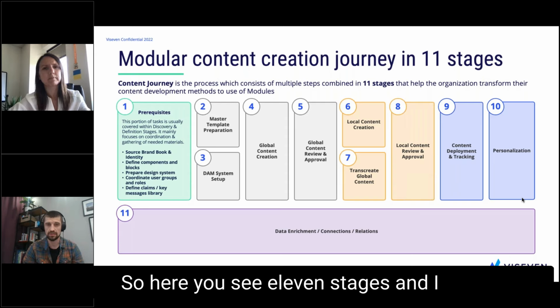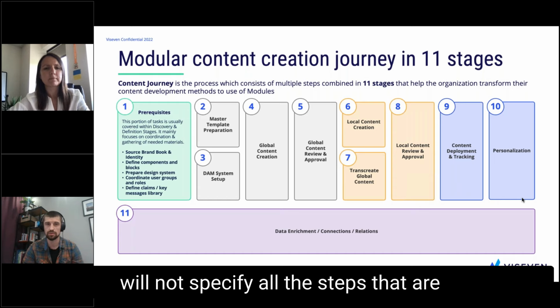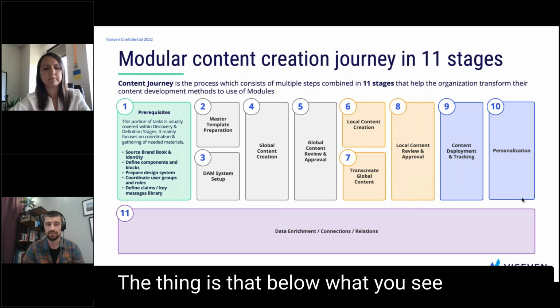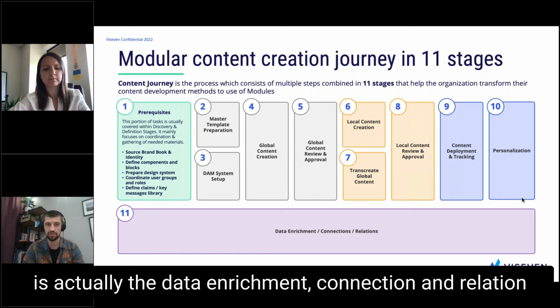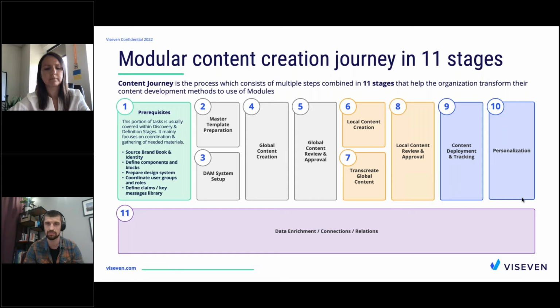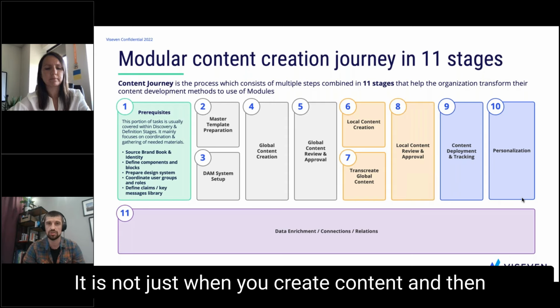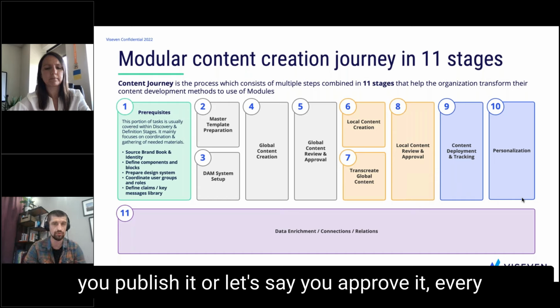So here you see 11 stages, and I will not specify all the steps that are detailed in every stage under every number. But the thing is that below what you see is actually the data enrichment, connection, and relation stage. As you see on this schema here, it is not just when you create content and then you publish it, or let's say you approve it.